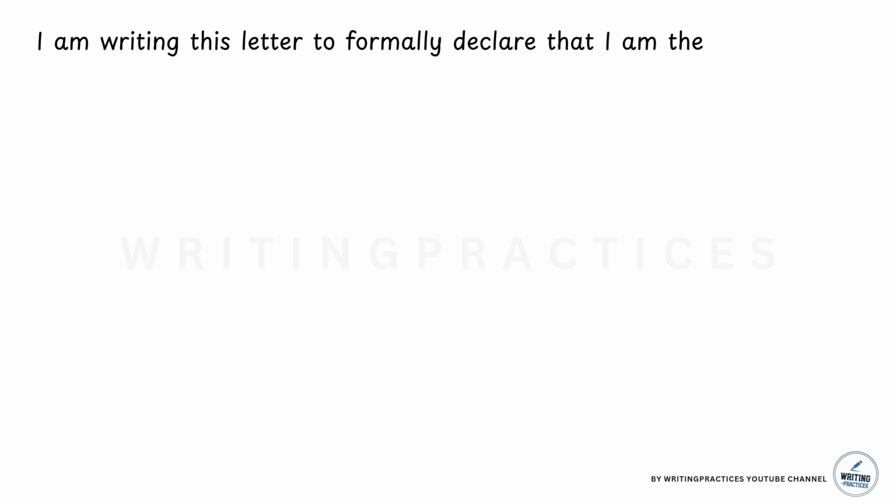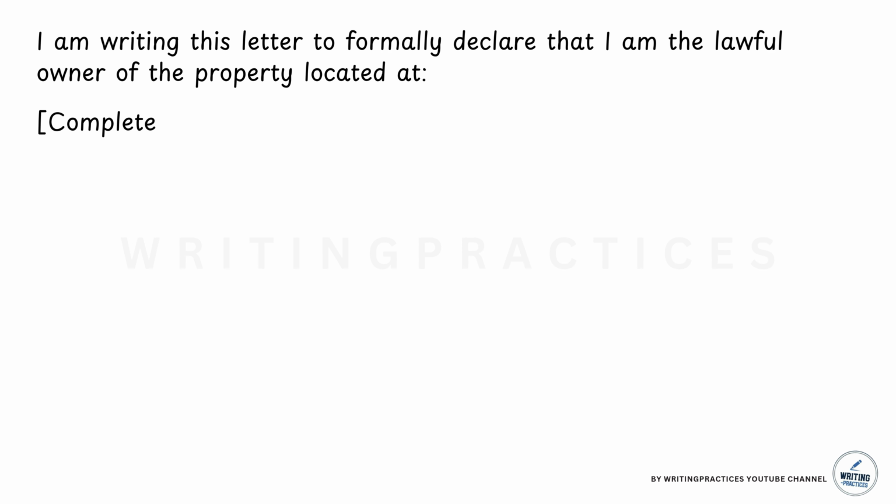Opening paragraph. Now identify the property you own. For example, I am writing this letter to formally declare that I am the lawful owner of the property located at 3258 Willow Park Drive, Phoenix, Arizona 85016, United States. This opening paragraph clearly states the purpose of your declaration and identifies the property in question.